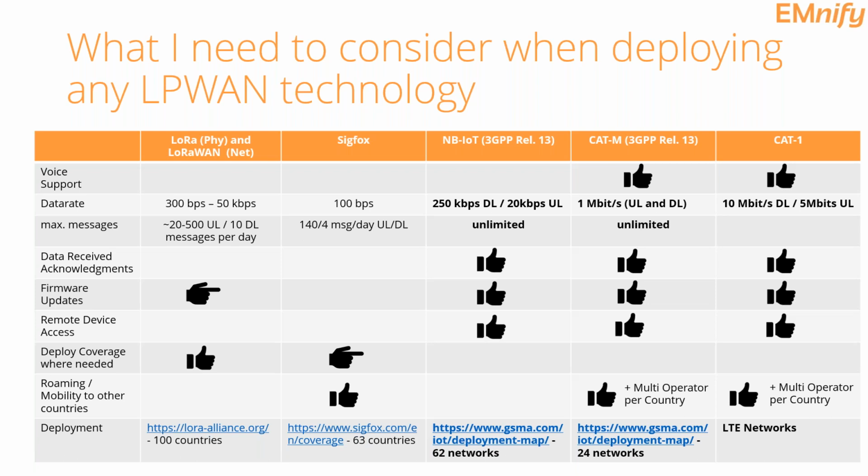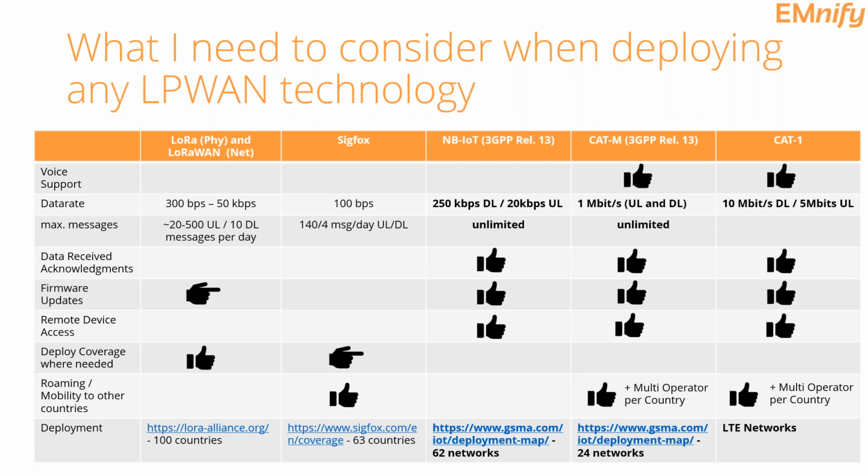Also, remote device access, the same argumentation. If you have trouble with a device that's deployed in the field and you want to understand what's happening with it, with LoRa or Sigfox, you will have a hard time connecting to the device and sending a lot of data because of the downlink limitations. Whereas on the cellular side, it's built in.